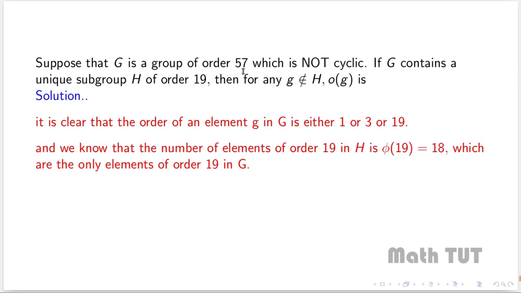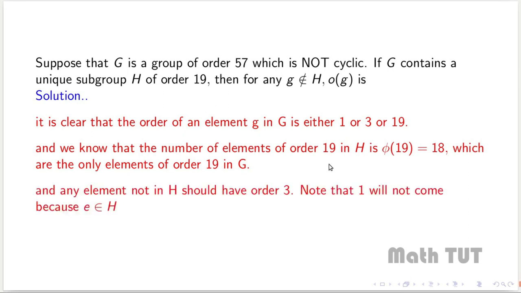So what we can say here is that if you take any element which is not in H, it cannot have order 19, and it cannot have order 1, because the identity element also belongs to H. So if you take an element g which is not in H, then we are excluding all the elements with order 19 and order 1, and all of the remaining elements will have order 3. So the answer to the question is actually 3.